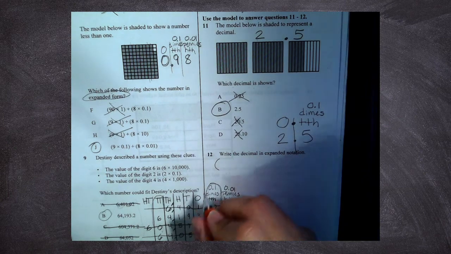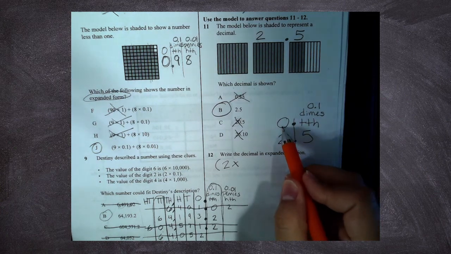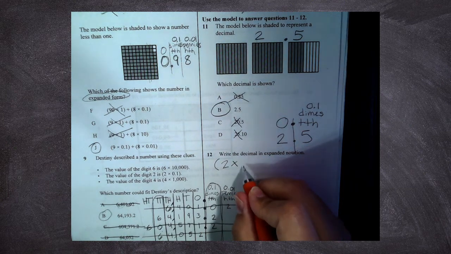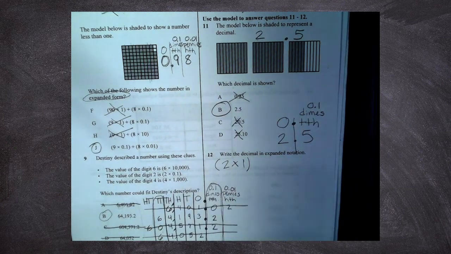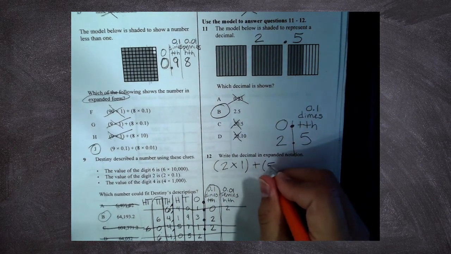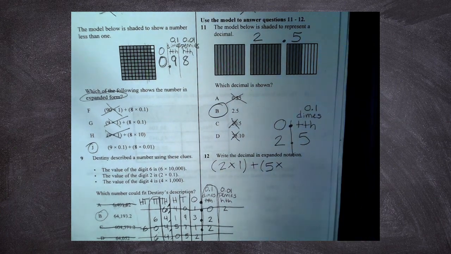First part is the 2. Then what place value is my 2 in? The ones place. So it should be 2 times 1. But I can't stop there. That's not all of my expanded notation. There's a second part because there's a second digit. Second digit is 5. And this 5 is in the tenths place.